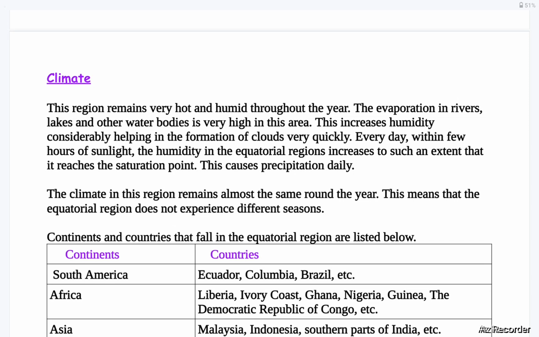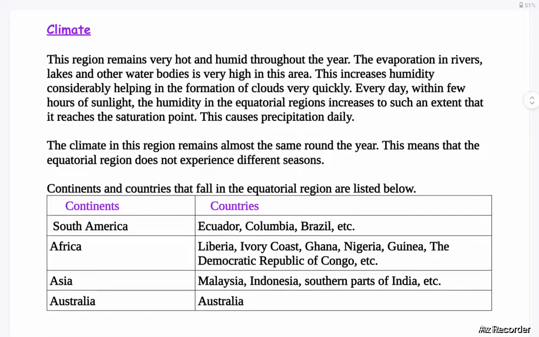Every day within a few hours of sunlight, the humidity in the equatorial region increases to such an extent that it reaches the saturation point. This causes precipitation daily. The climate in this region remains almost the same round the year. This means that the equatorial region does not experience different seasons.